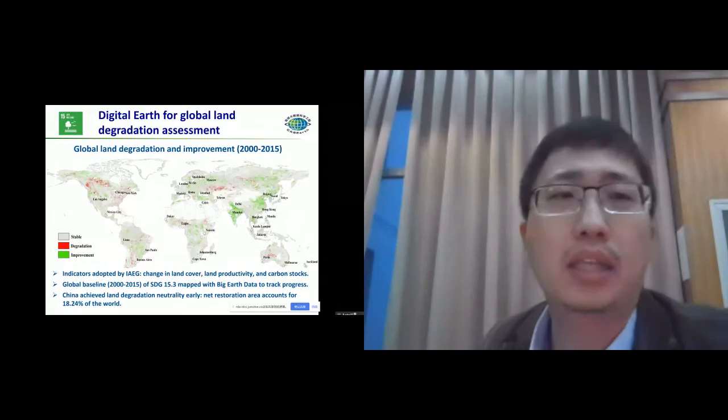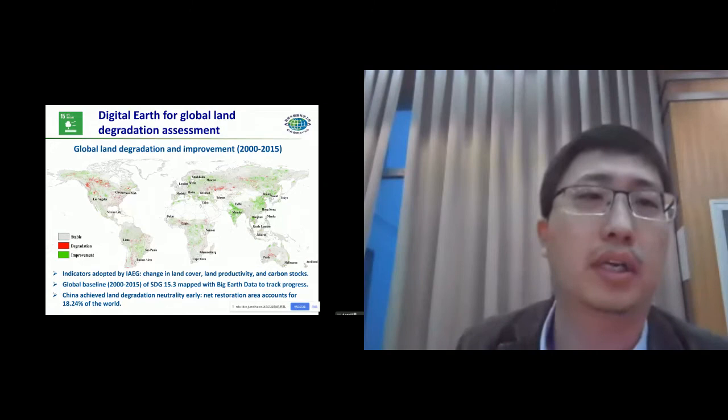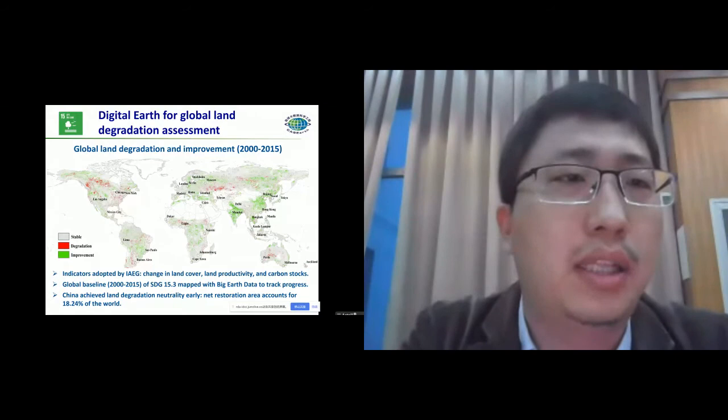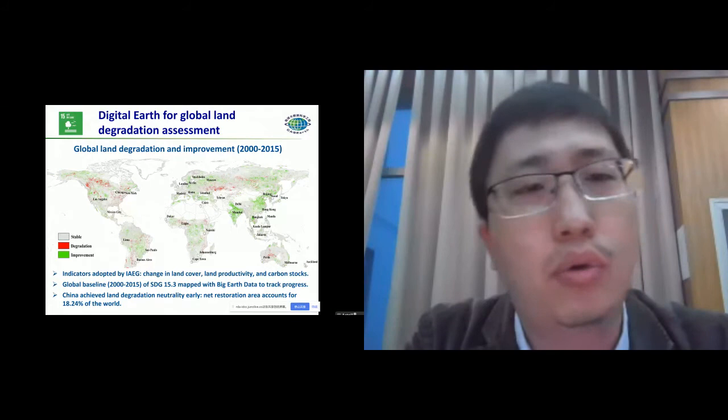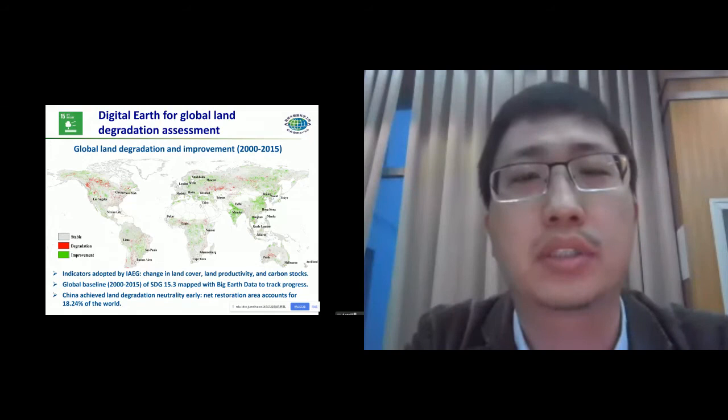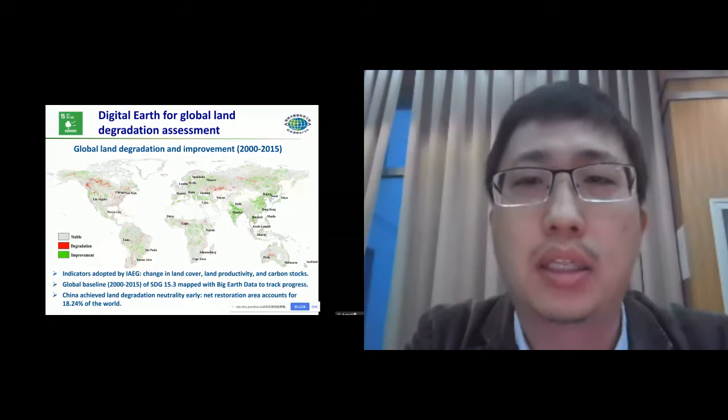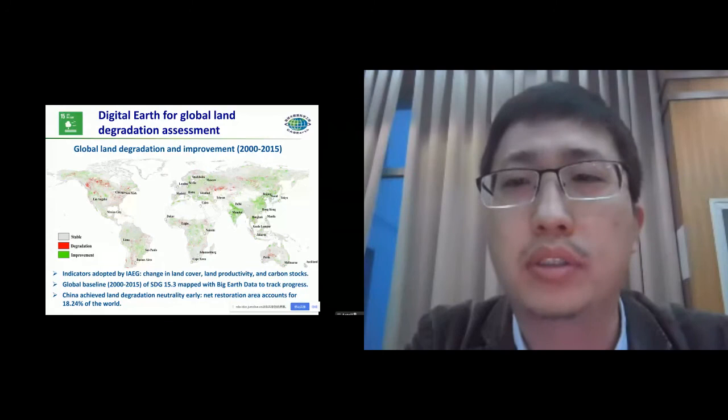And another very important one we focus on is SDG 15. This is for the land. So one of the big important issues is we want to know the whole global land degradation situation. We want to know in which areas we have degradation issues, and which areas have increasing issues. So we also use different sources of data, and we evaluated the whole global land degradation and improvements from 2000 to 2015.